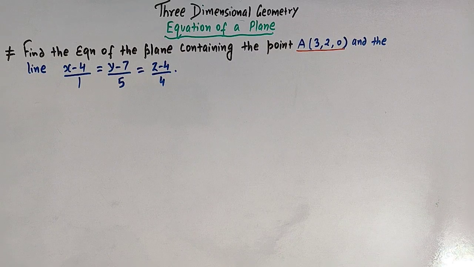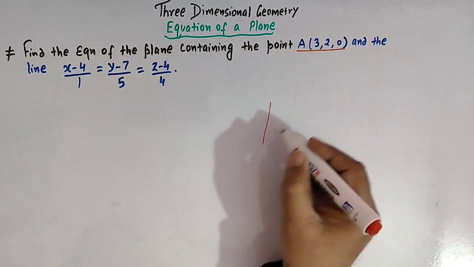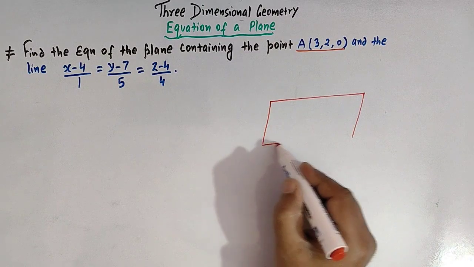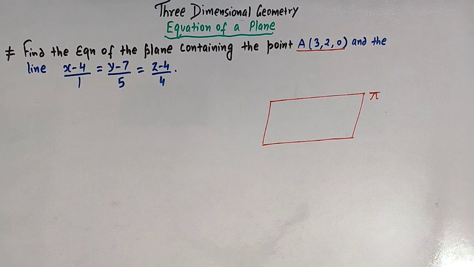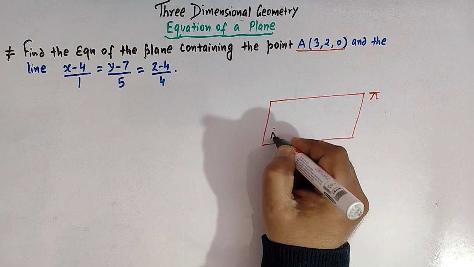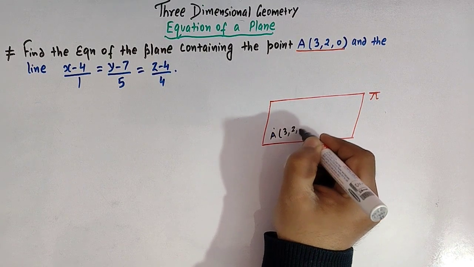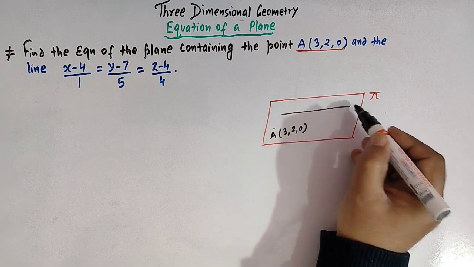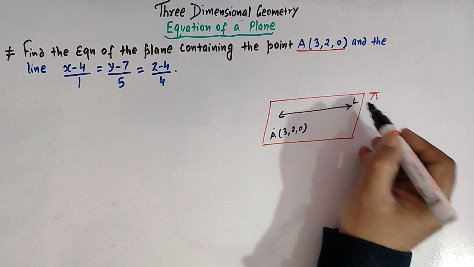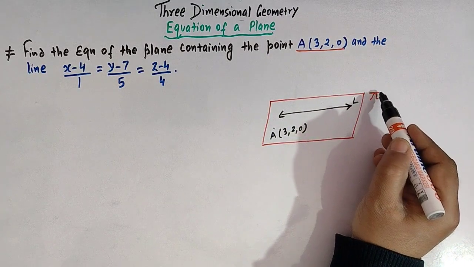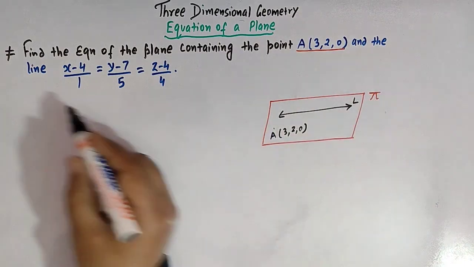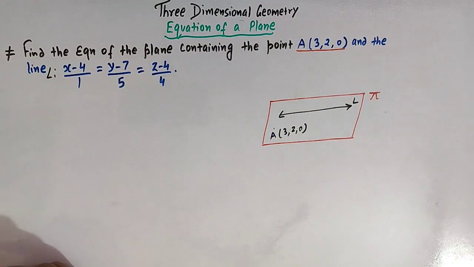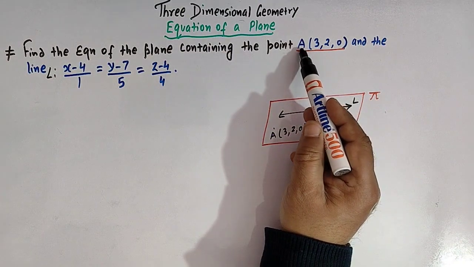So the problem goes like this: if we have a plane, say this plane is denoted by the letter pi, and this plane contains a point, say A, which is (3, 2, 0), and a line, say L. So this plane pi, and we have to find out the equation of this plane pi. So let us denote this line as L, and here we have the point A.